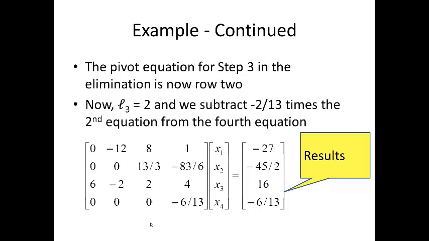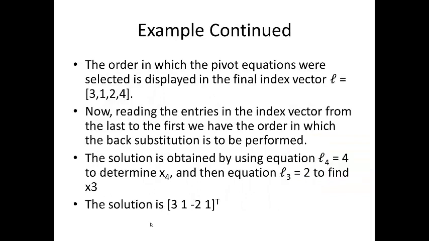This ends the forward elimination phase of the algorithm. And now we do the back substitution. The order in which the pivot equations were selected is displayed in the final index vector. That's L equal to 3, 1, 2, 4. Now, reading the entries in the index vector from last to first, we have the order in which the back substitution is to be performed.